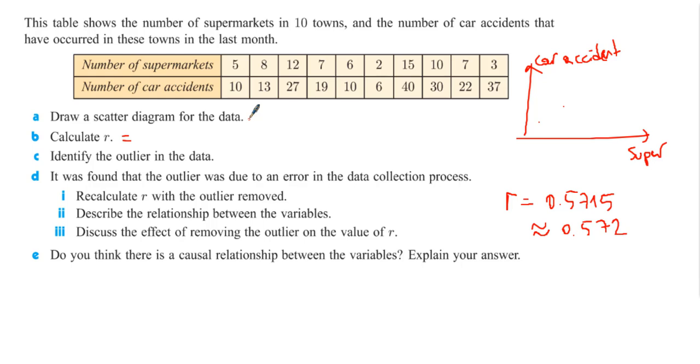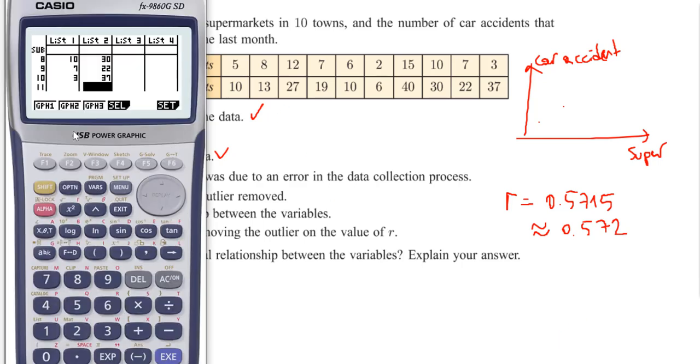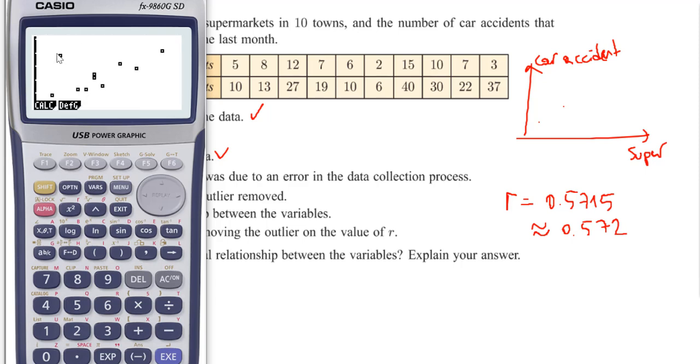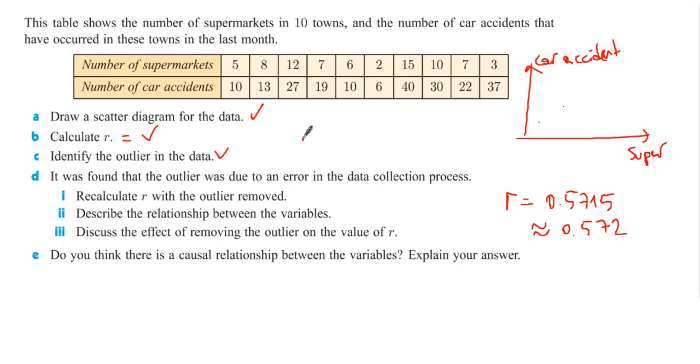We did calculate this one, and we drew it. I showed the graph. Next: identify the outlier of the data. If I go to the graph, the outlier is this point. What's the number? The 3 and 37. Yes, the outlier is (3, 37), so 3 supermarkets and 37 car accidents. Part D: it was found that the outlier was due to an error in the data collection process.